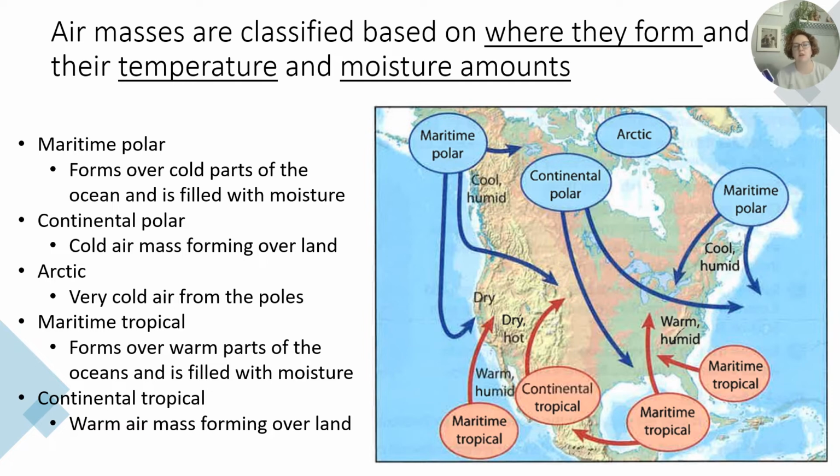Then we have continental polar. This forms over most of Canada. This is what we experience. So it's cold air, but it's forming over land, so it tends to be much drier. This is why we don't get a whole lot of snow unless we have this weird maritime polar that just whoops in, which is what happened to us a week ago.